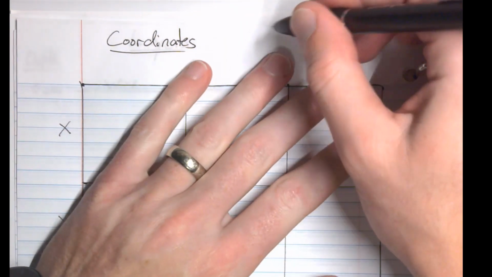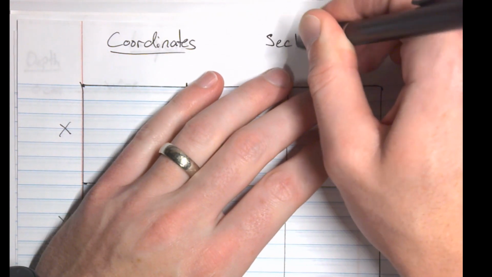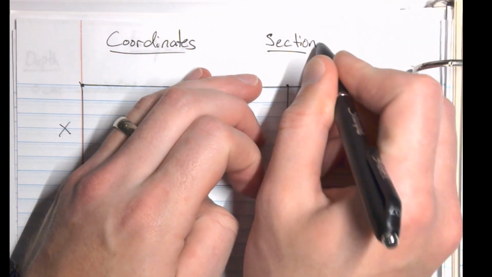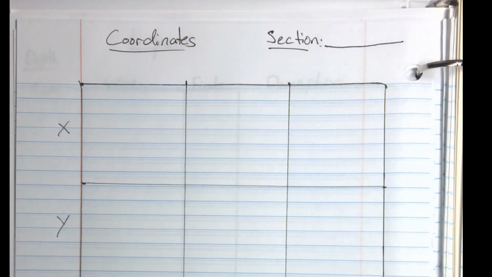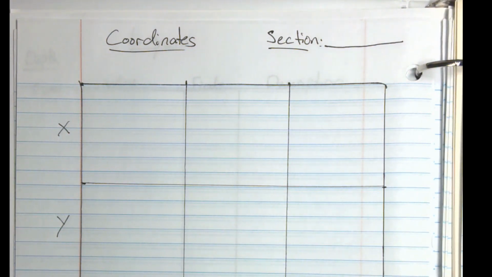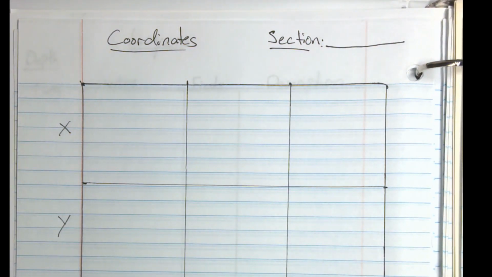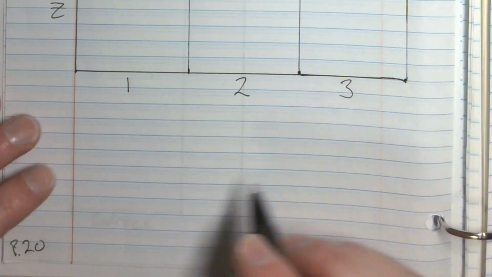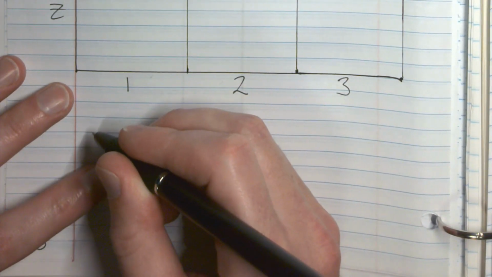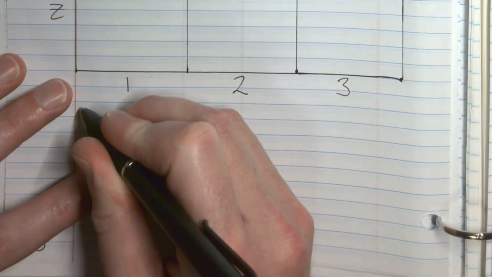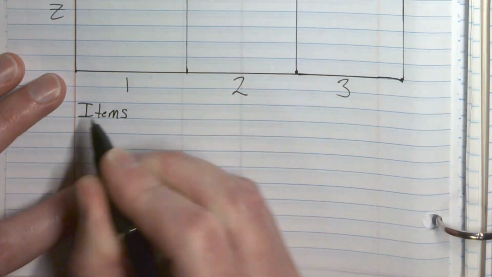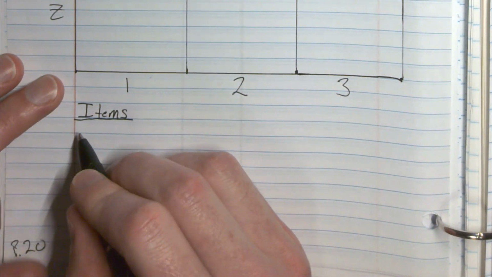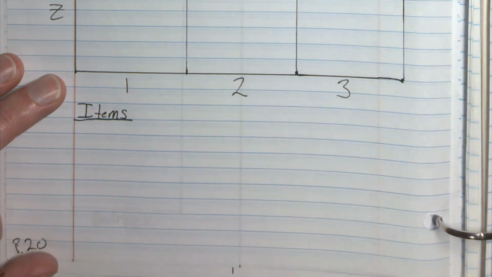And then I also want you to tell me the section that you are in. So maybe you're in the apple section or the cucumber section or watermelon or whatever section. I want you to write that over there. All right, and then let's put your items. So down here underneath 1, here's where you're going to list all of the items that you found.